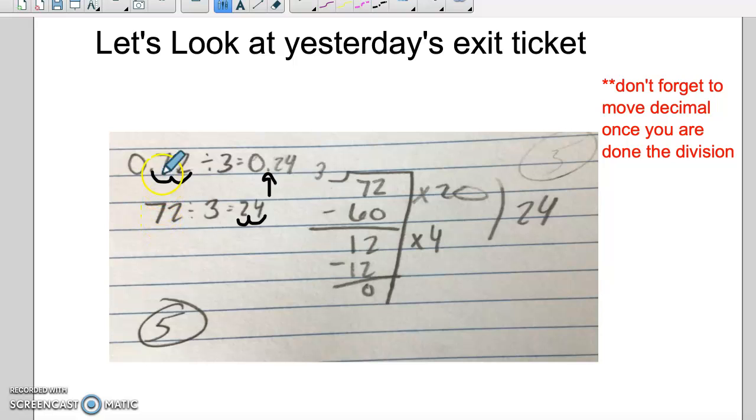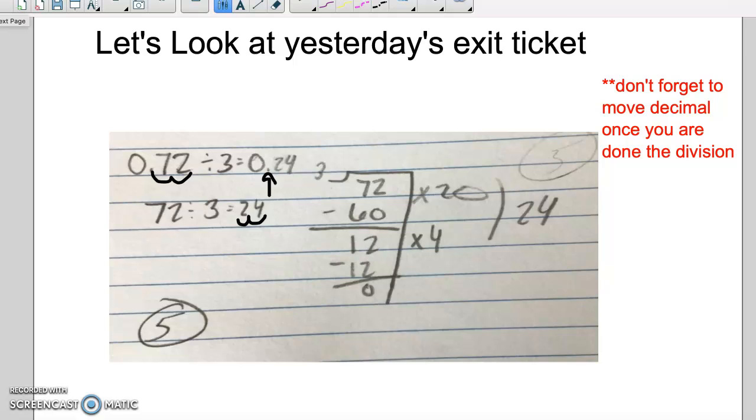Please make sure you are moving your decimal back after you're done. I was just looking at the exit tickets, and there are probably like 8 or 9 of you that did the division great, but then forgot to move the decimal at all. Okay, so make sure you're doing that.